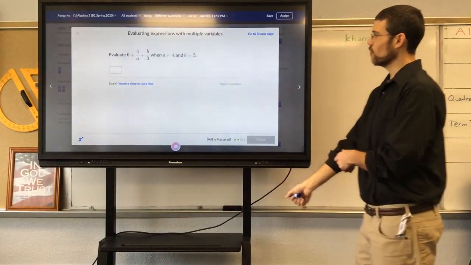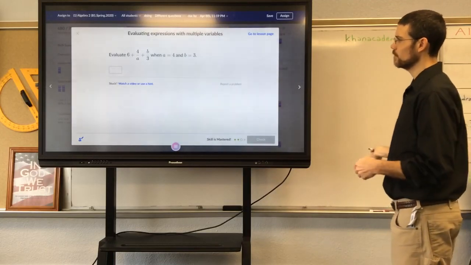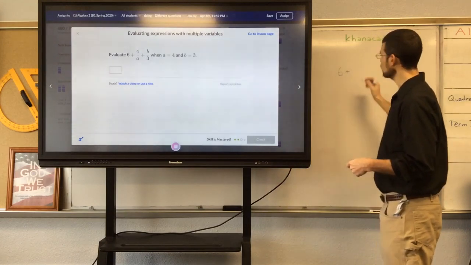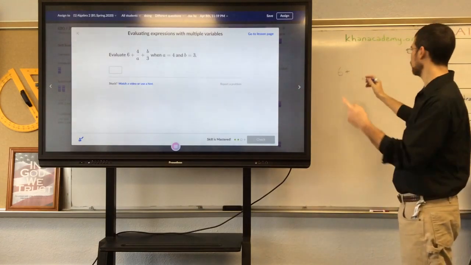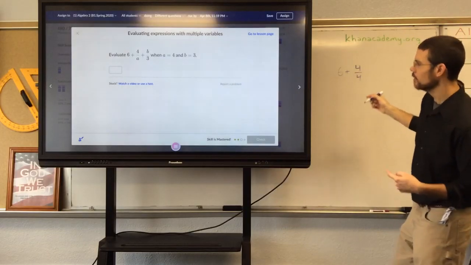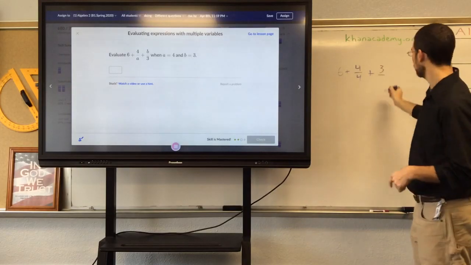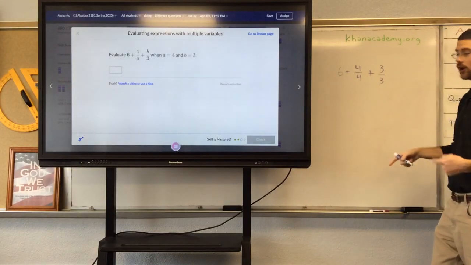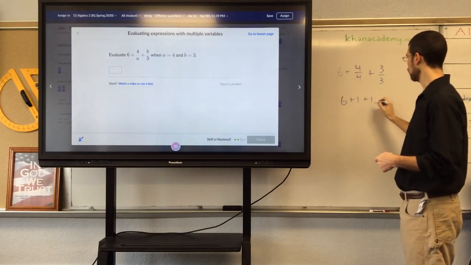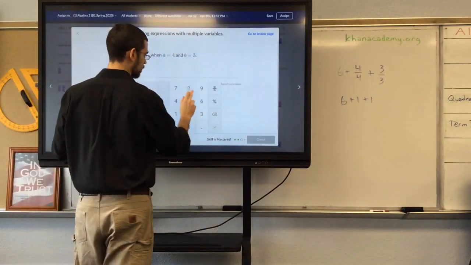Evaluate 6 plus 4 divided by a plus b divided by 3 when a is 4 and b is 3. Okay, so 6 plus 4 divided by 4, because a is 4, and b, which is 3, divided by 3. Well, 4/4 is 1, 3/3 is 1, so I can write this as 6 plus 1 plus 1, which is 8. And we're done with that one.